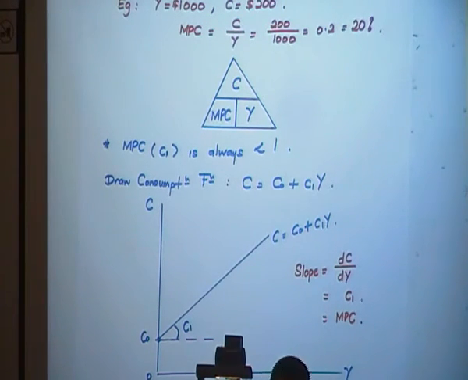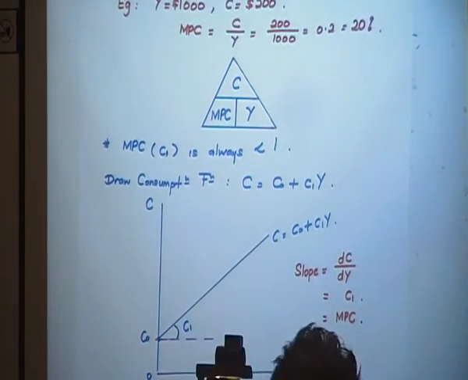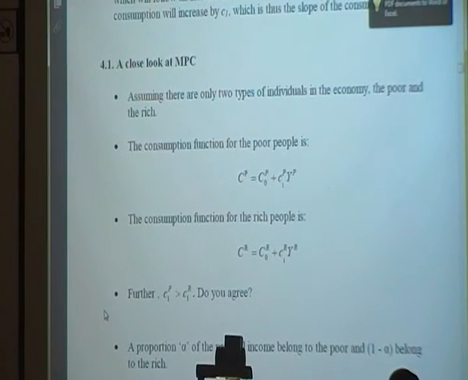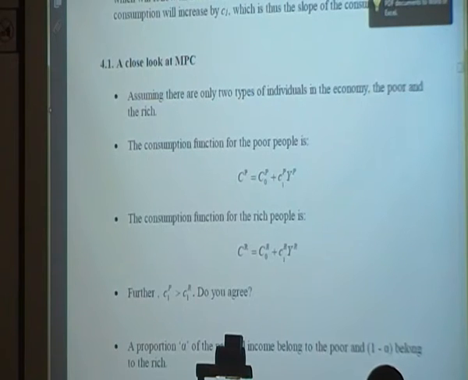The last part that I want to touch on before I call your name. Please see this. Okay, we'll take a close look at MPC. Put it down somewhere. This is for your long question. And you must know this. Amos will not tell you. You are expected to know it for the exam.